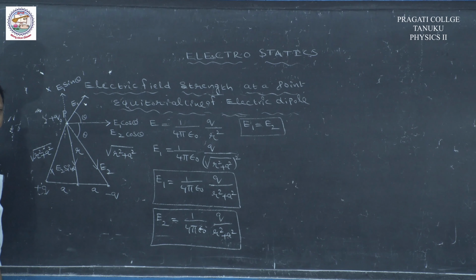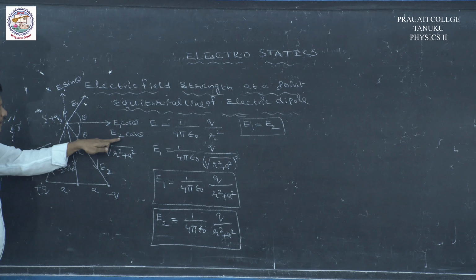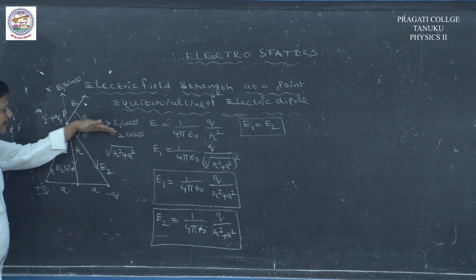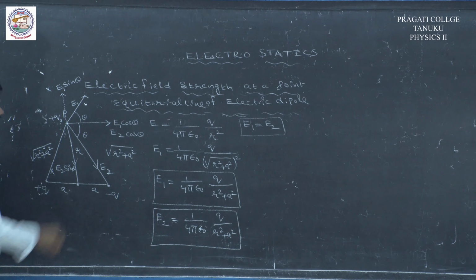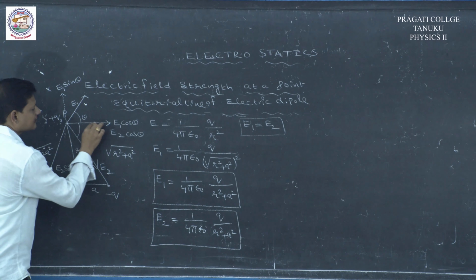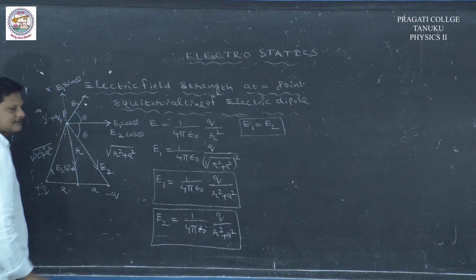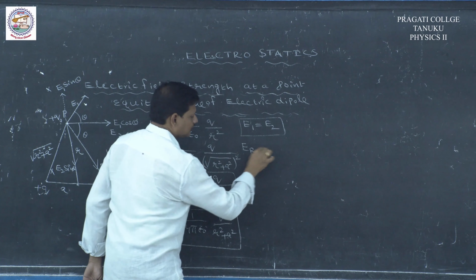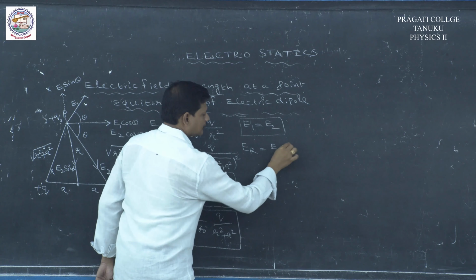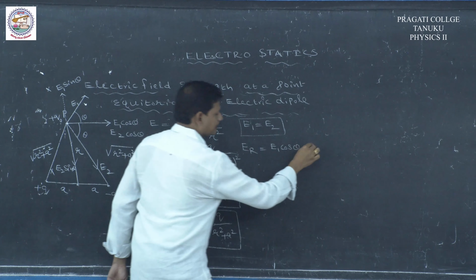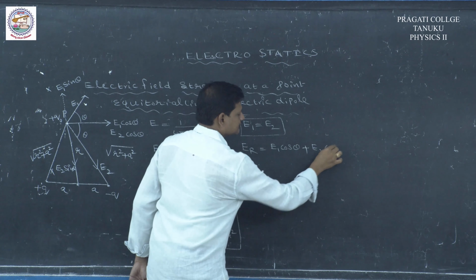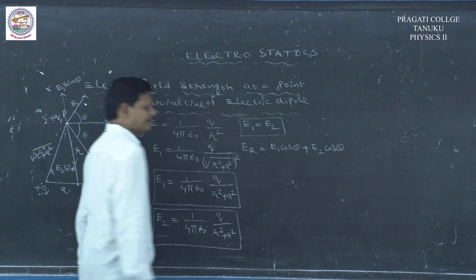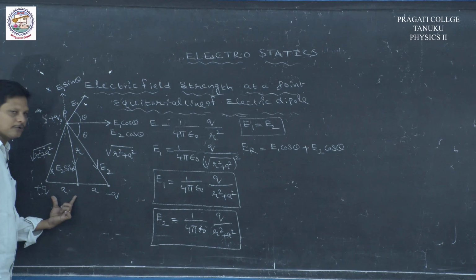Then along this line, E1 cos theta and E2 cos theta act in the same direction. Then the resultant electric field strength ER is equal to E1 cos theta plus E2 cos theta, which is the resultant electric field strength due to the dipole.